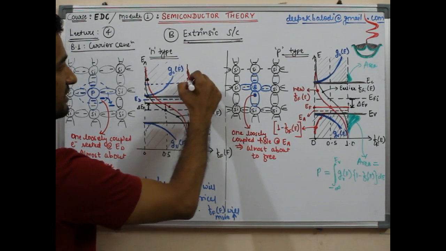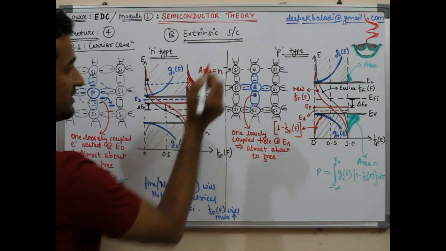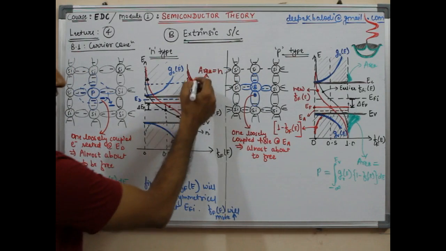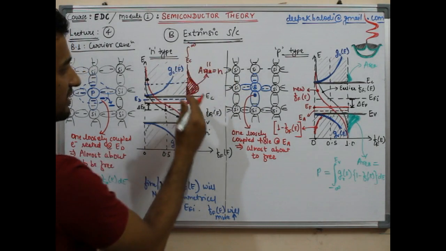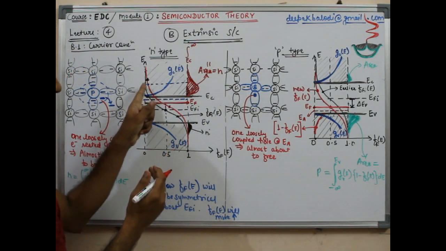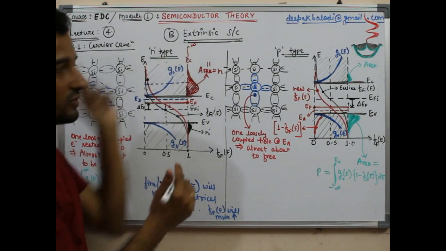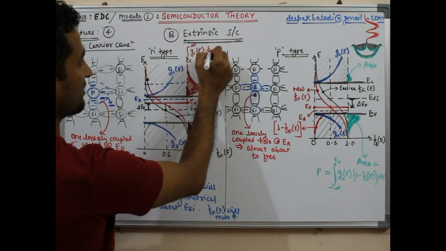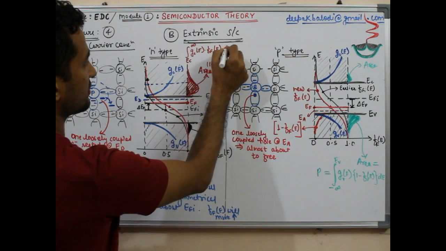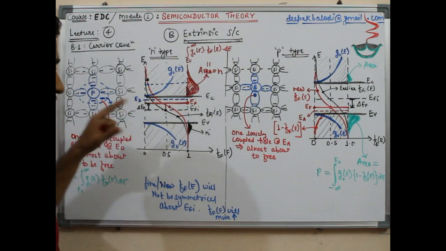So this total area is basically n, because this total area is nothing but the integral from Ec to infinity, because we have integrated it. As you see, f(E) is a decreasing function here, so this area keeps on decreasing and goes to 0. So therefore, the integral from Ec to infinity of g_c(E) times f(E) with respect to energy is nothing but the shaded portion, and this is very clear.